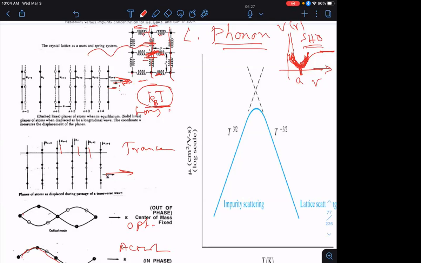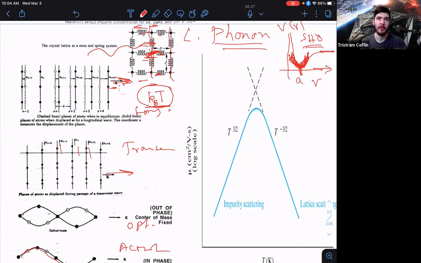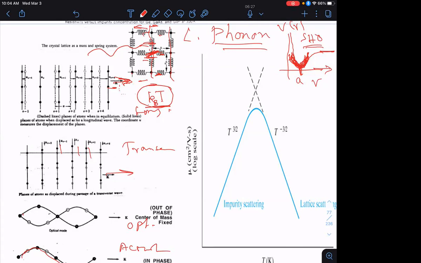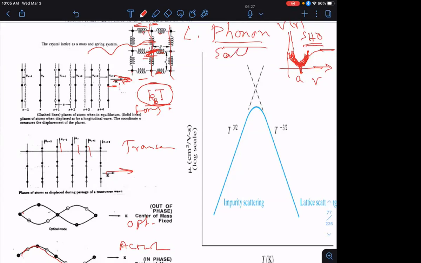Remember, scattering is caused by any deviation from periodicity, right? If they're shifting, like moving side to side, that's going to change the periodicity if they aren't doing it in perfect sync. Exactly. That's exactly what happens, okay? And that's what causes phonon scattering, okay?